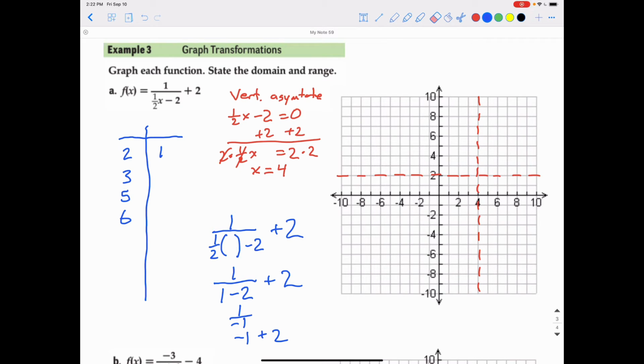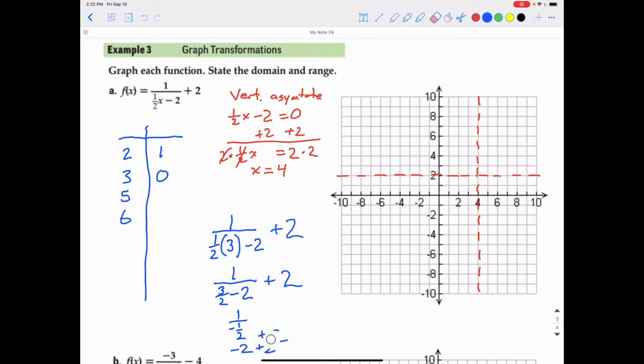And then now I'll plug in 3. So when I plug in 3, that'll be 1/2 times 3, which is 3/2, minus 2. 3/2 minus 2 is -1/2, so this is 1 over -1/2. 1 over -1/2 is -2. -2 plus 2 is going to be 0. So 3, 0.